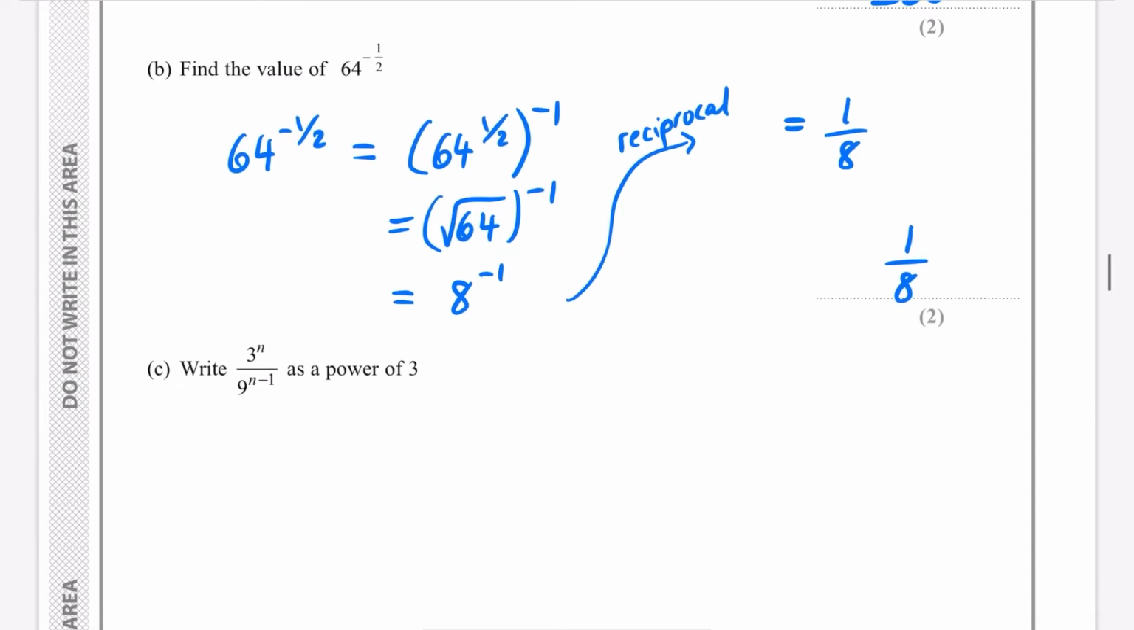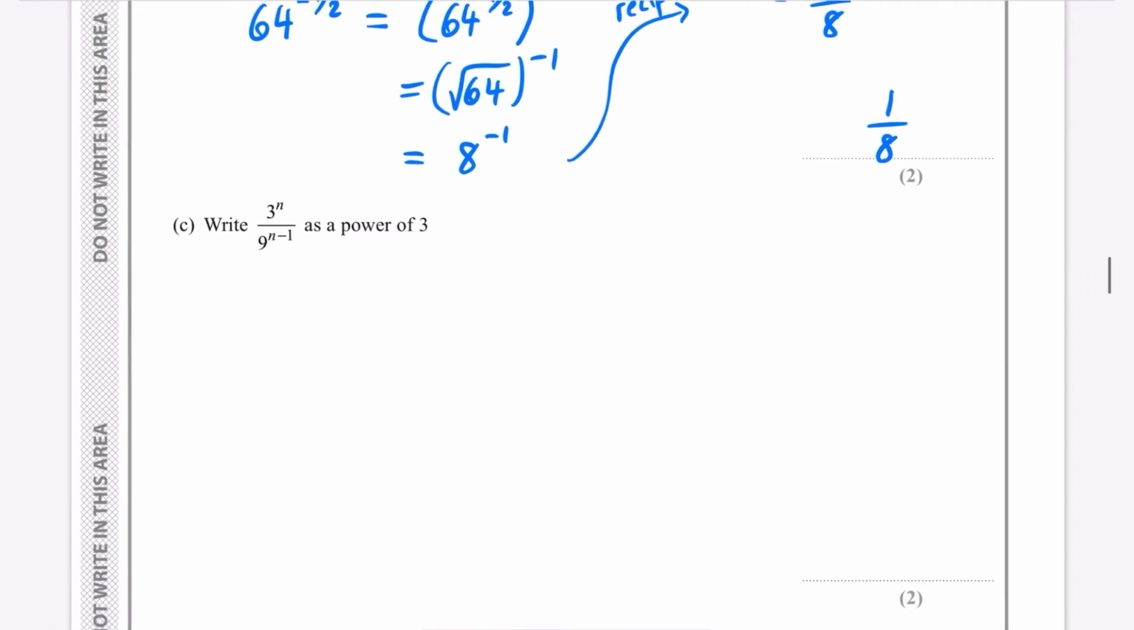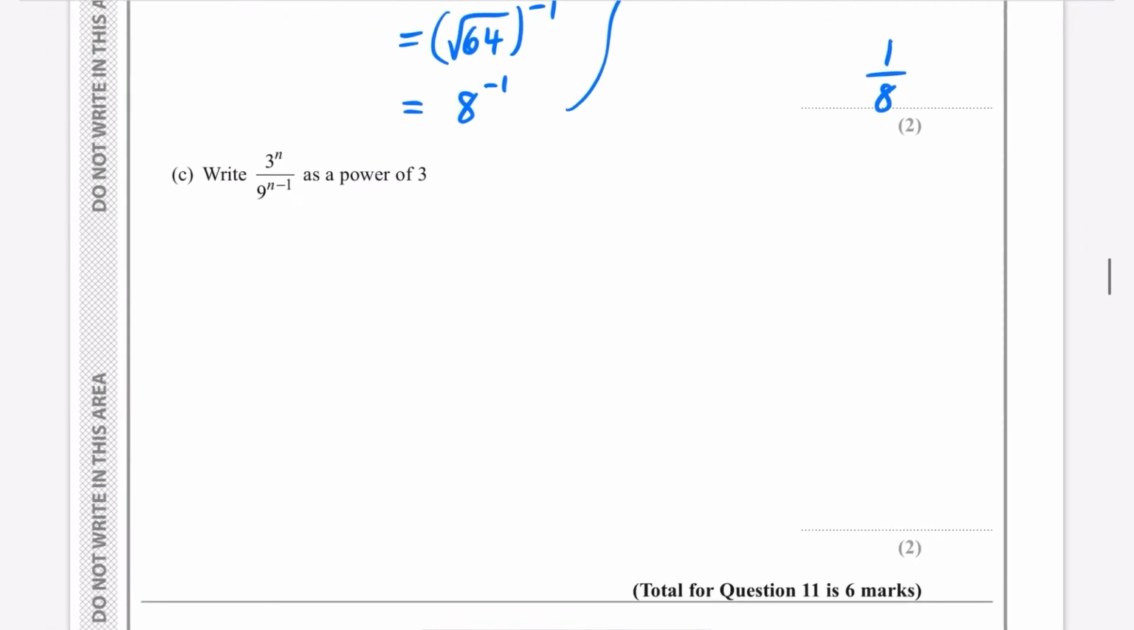Okay, the next question is still to do with indices. All of this was to do with indices here. It wants us to write 3 to the power of n over 9 to the power of n minus 1 as a power of 3. Well, that's already a power of 3, but we're going to need to adjust this 9 that we've got here. So why don't I do that somewhere separately?